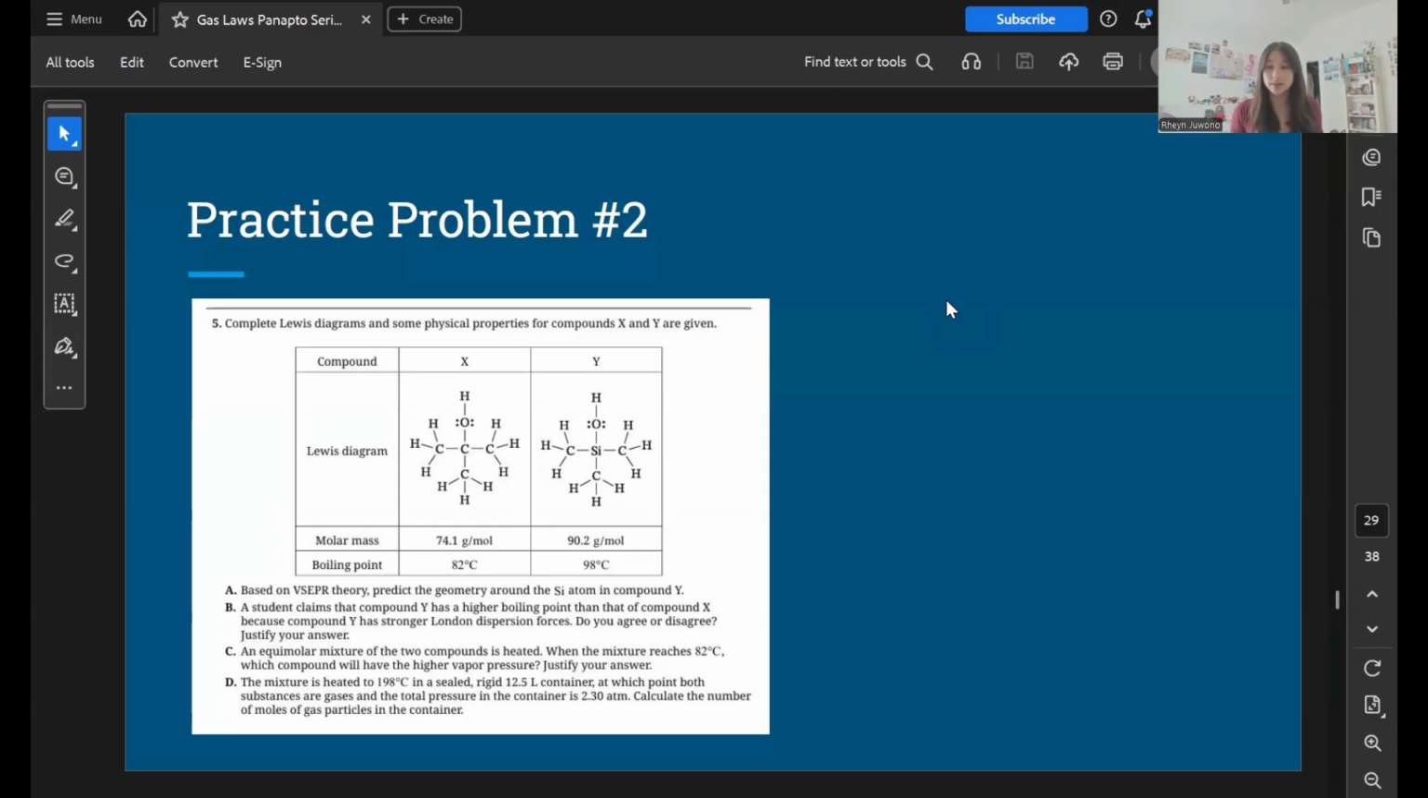Today we're going to be going over a second FRQ regarding the gas laws. This one was from the 2025 AP exam, and you can find it on the College Board website.